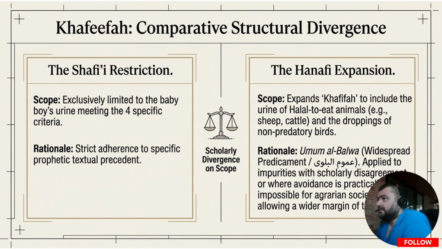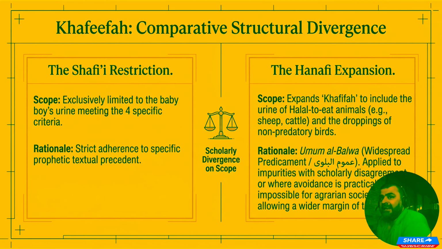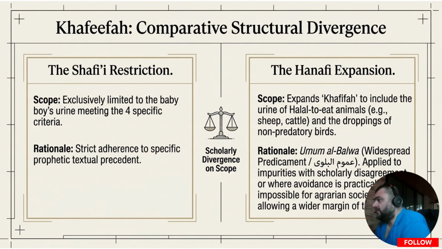Now, with regards to the khafifa, the minor impurity, the Shafi'i scholars restricted it only to the baby boy's urine, meeting four specific criteria, which we will discuss on the next slide. Whereas in Hanafi fiqh, certain other elements are added to that as well. For example, urine of halal-to-eat animals, e.g., sheep, cattle, and so on, which some of the other schools consider as pure. If there is that animal dropping somewhere, then it does not leave that place as najis according to other schools.